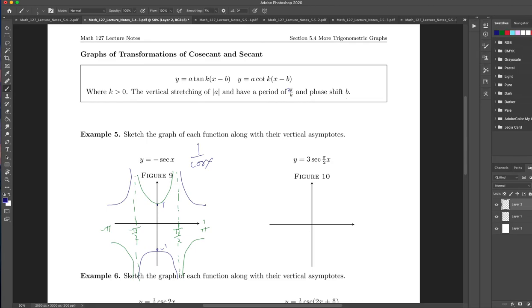Alright, let's do another one. Let's do 3 secant of pi over 2 x. So here we have this, and gee, I didn't change these at all. Sorry about this, guys. This should be secant, and this should be cosecant. Cosecant is CSC.